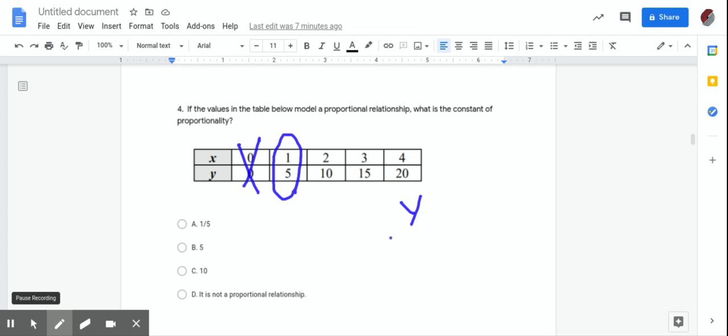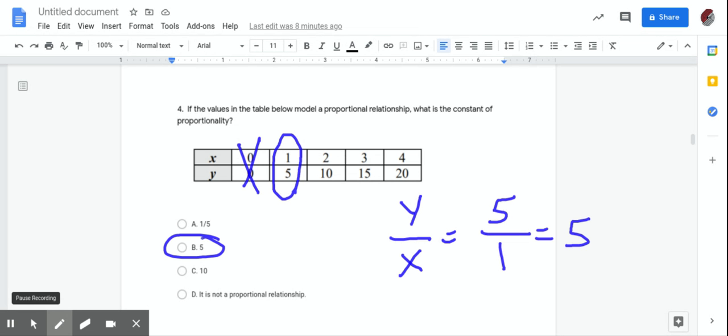And then we're going to write the y over the x. Remember, that will help us find the constant of proportionality. So we're going to identify that the y is equal to 5 and the x is equal to 1. It's really important that you get the locations of these correct. If I look at my table, my x values are on top and my y values are on the bottom. But when we write constant of proportionality or our rate, it's y over x. And if I go 5 divided by 1, that would give me 5. So my answer is B.